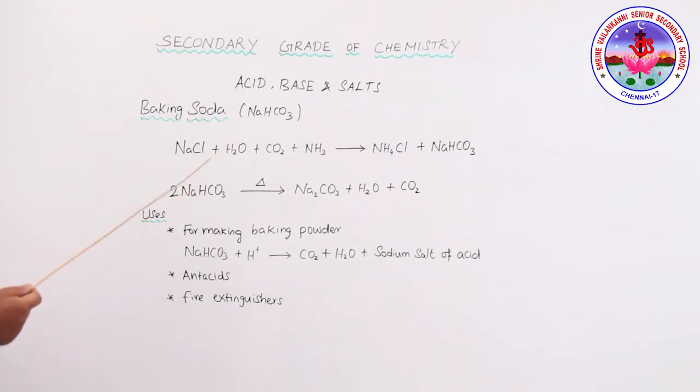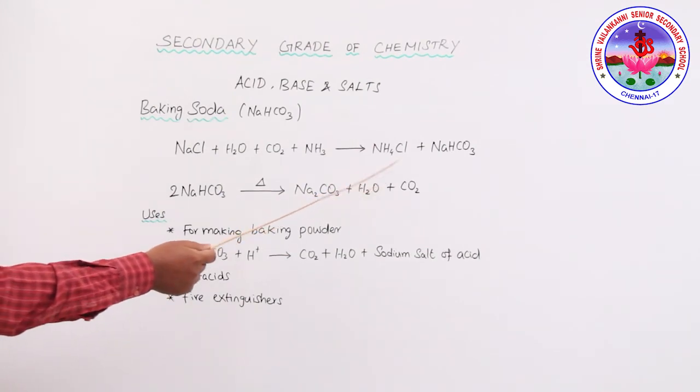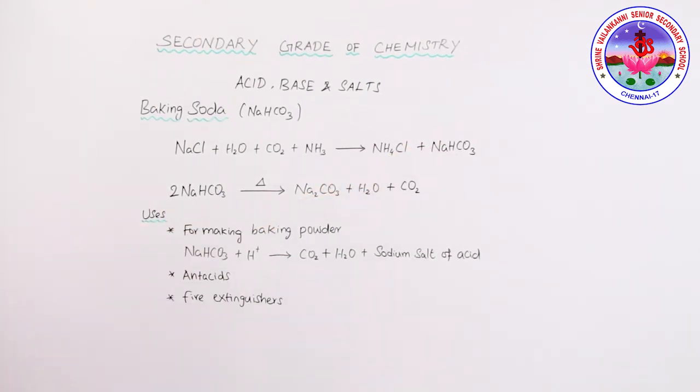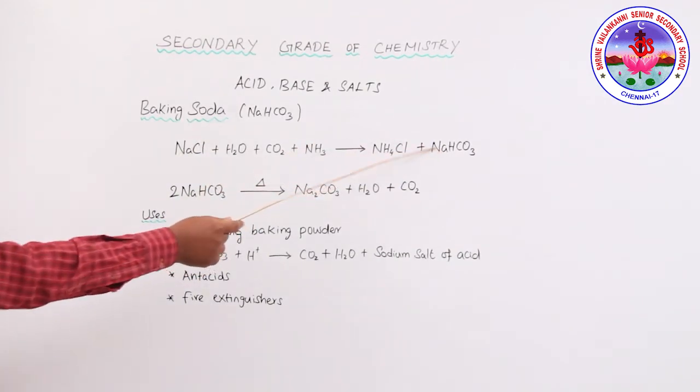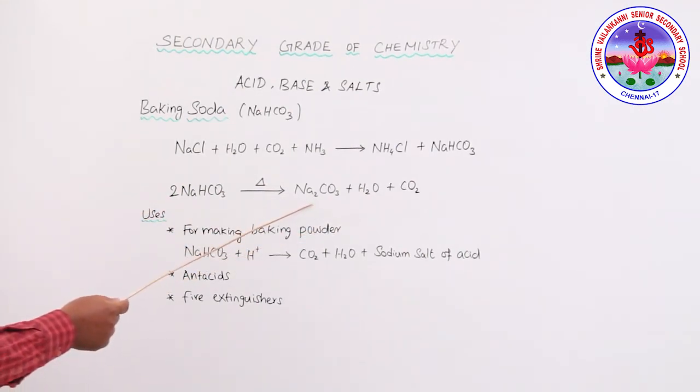It is produced using sodium chloride, one of the raw materials. The sodium chloride reacts with water, carbon dioxide and ammonia gas to form ammonium chloride, and the sodium hydrogen carbonate is produced. Here it is a mild non-corrosive basic salt. So when that salt is heated, you will get sodium carbonate and carbon dioxide gas.